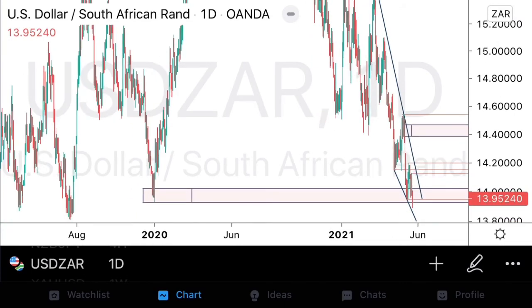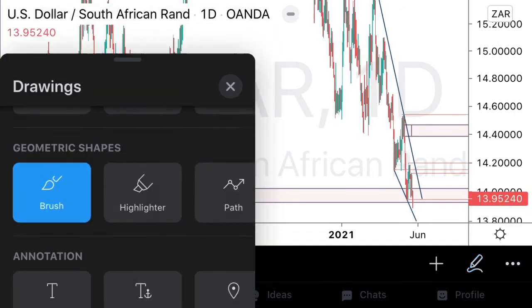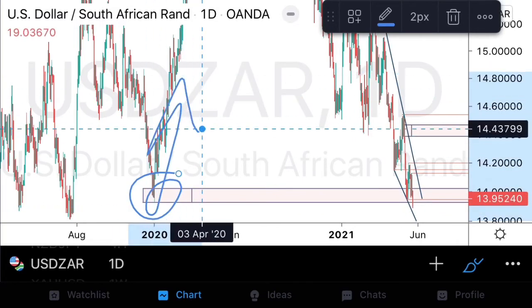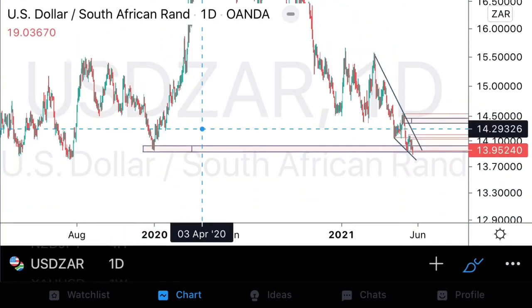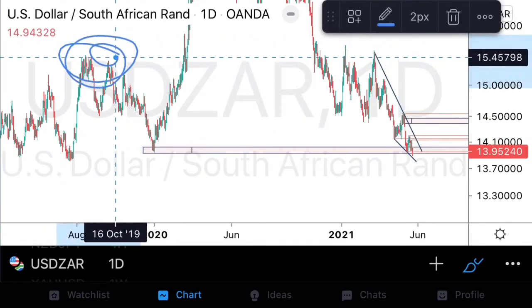Let's speak about the structure. We still have this support structure over here where countless amount of buyers came into the market, sending prices higher, extremely higher, violating previous higher structure that we find.